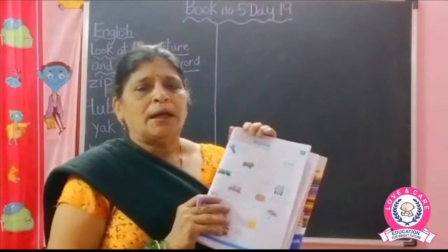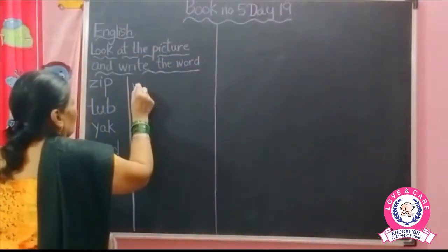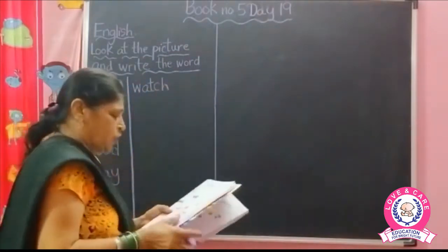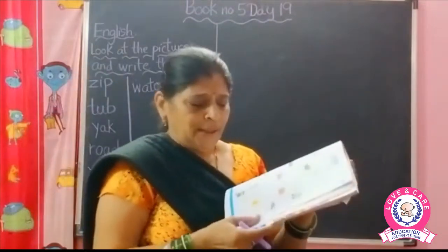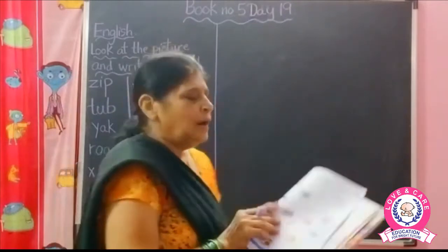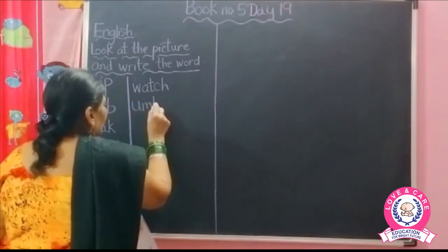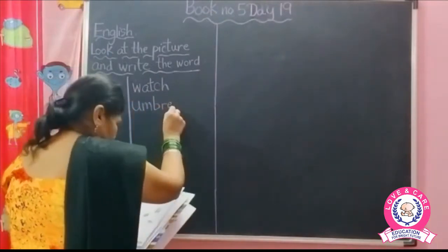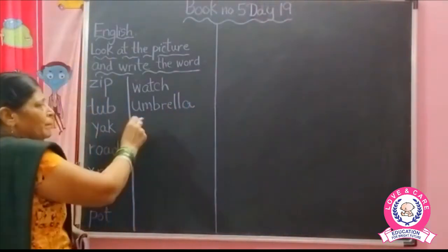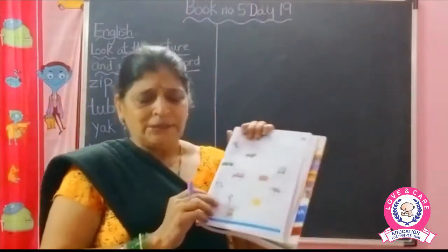Watch. W-A-T-C-H. Watch. The next picture. Umbrella. What is the spelling of umbrella? U-M-B-R-E-L-L-A. Umbrella. Now the next one.